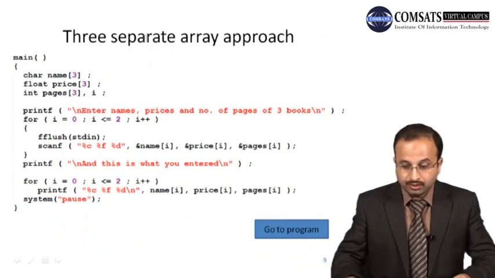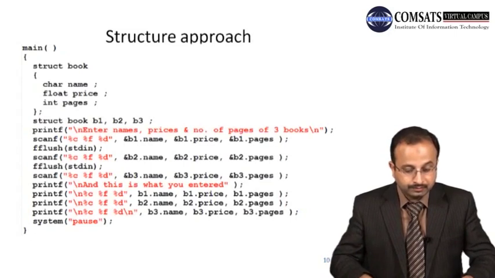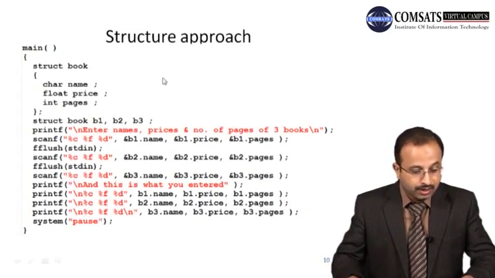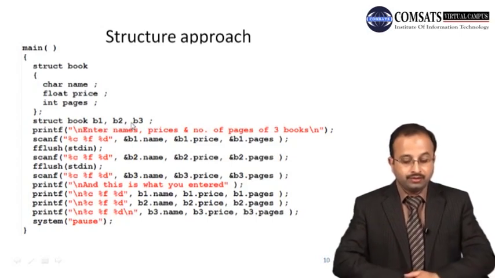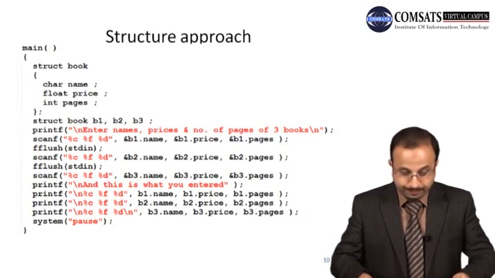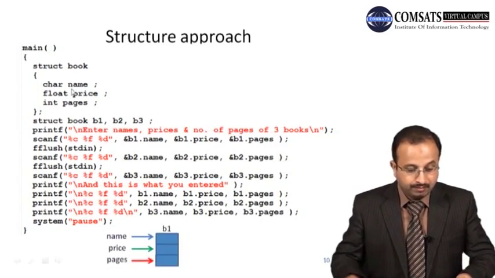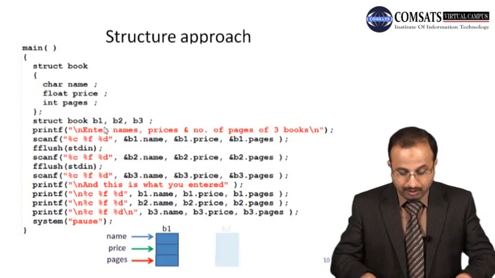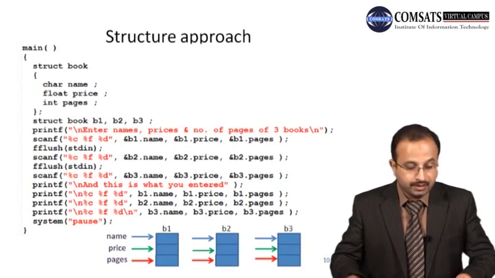Now let's see the same program using a structure variable. So this is the program. You can see we are declaring 3 structure variables. Struct book के structure variable बना रहे हैं, B1, B2, B3. So B1, B2, B3 are the 3 variables whose type is struct book, right? So B1 contains name, price and pages. Similarly B2 and B3 also contain name, price and pages, right?